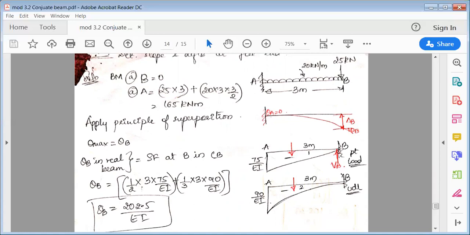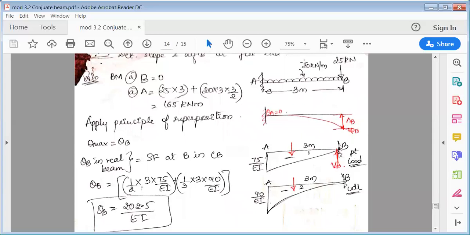At B, it is a free end, so the bending moment at B is 0 and it is maximum at A because it is the fixed end. So 25 into 3 is 75, so 75 over EI. And because it is a point load, draw a linear line like this.